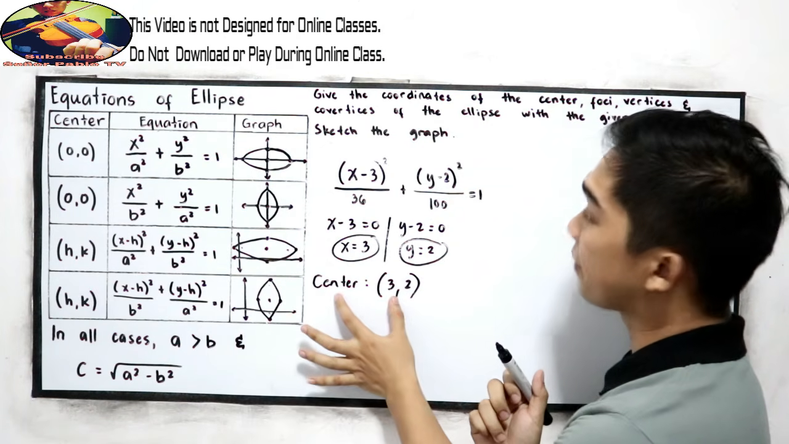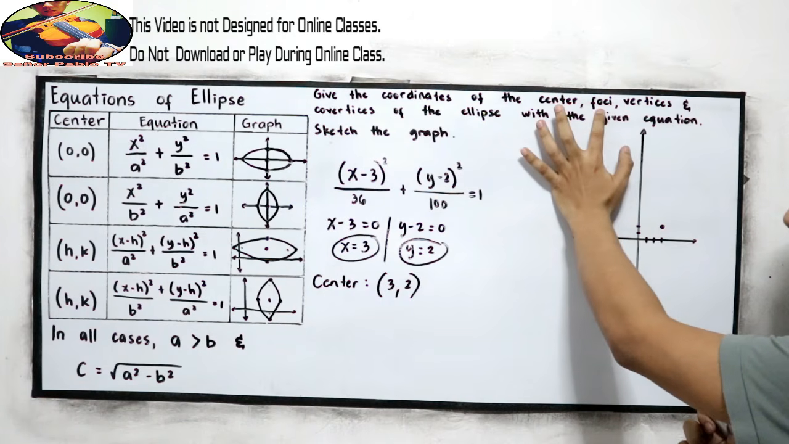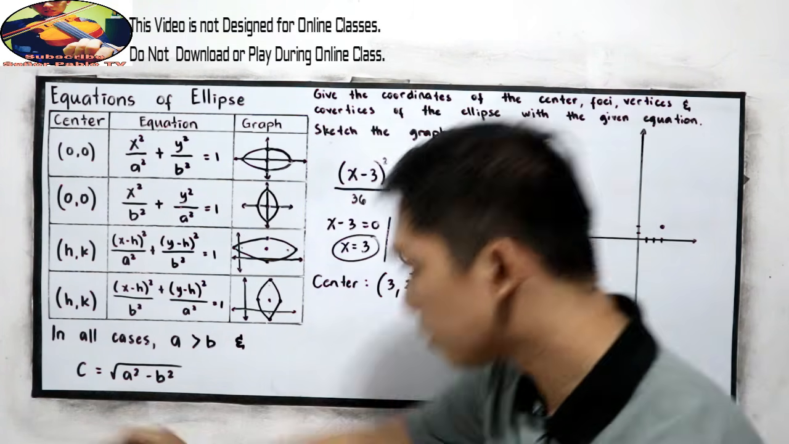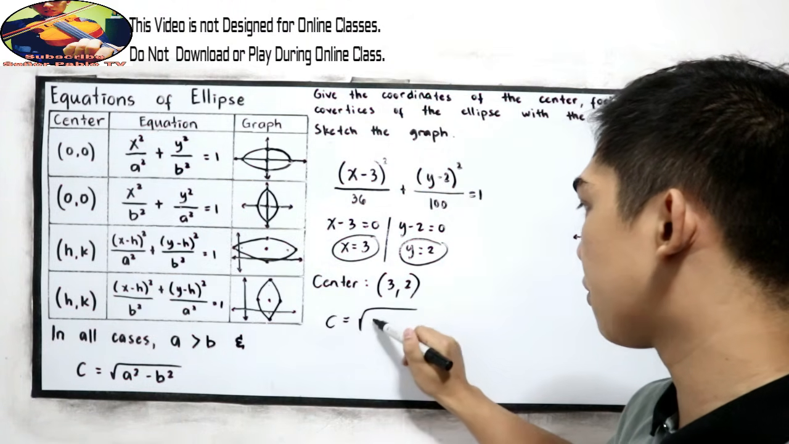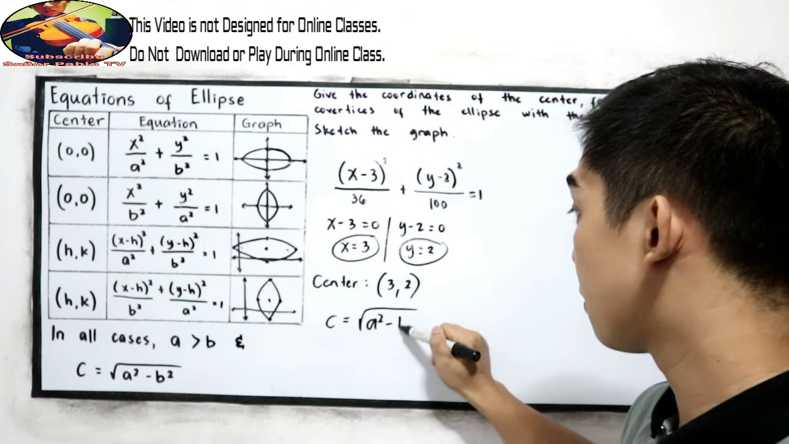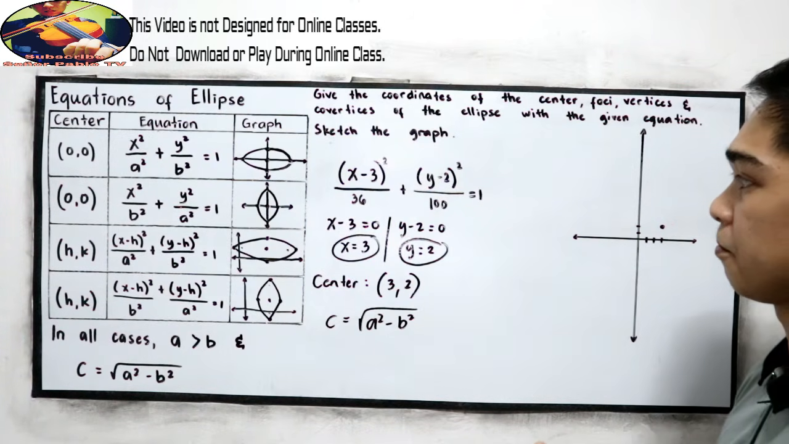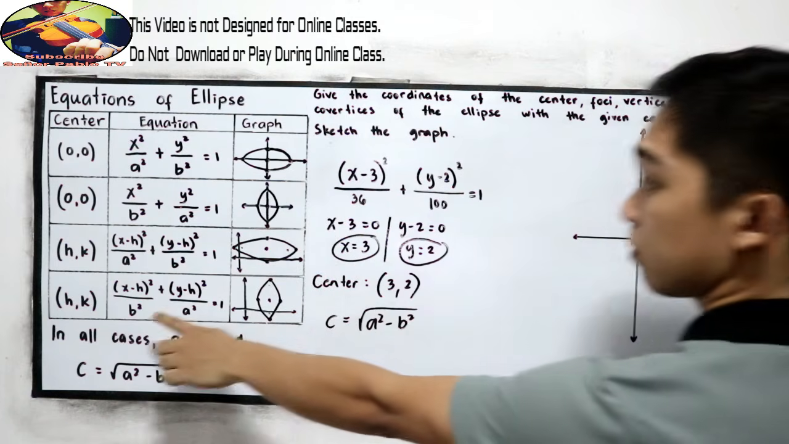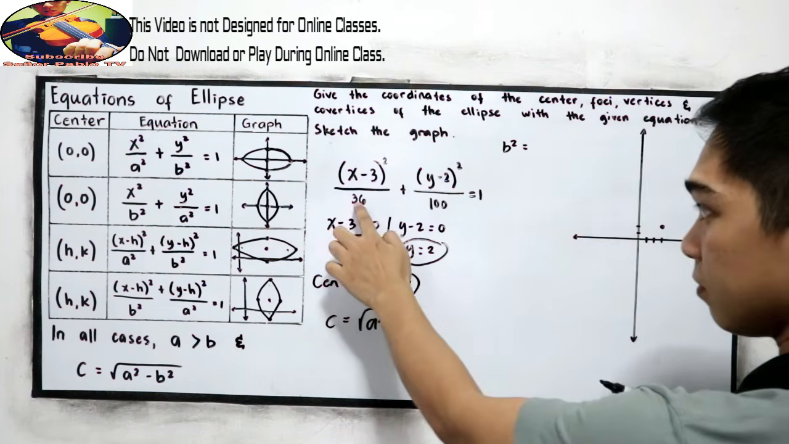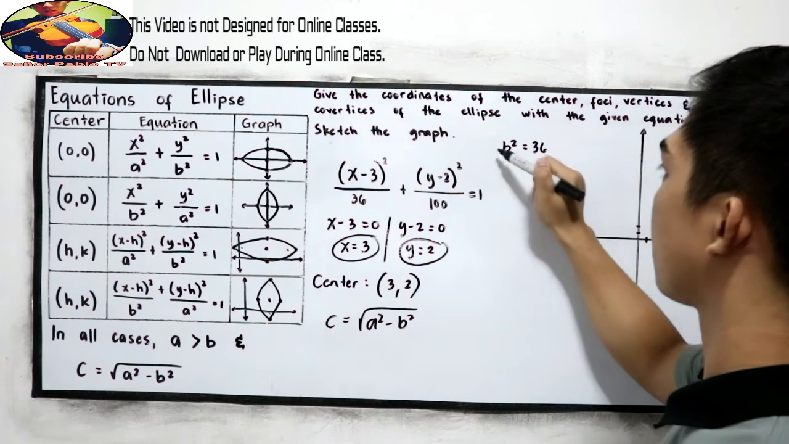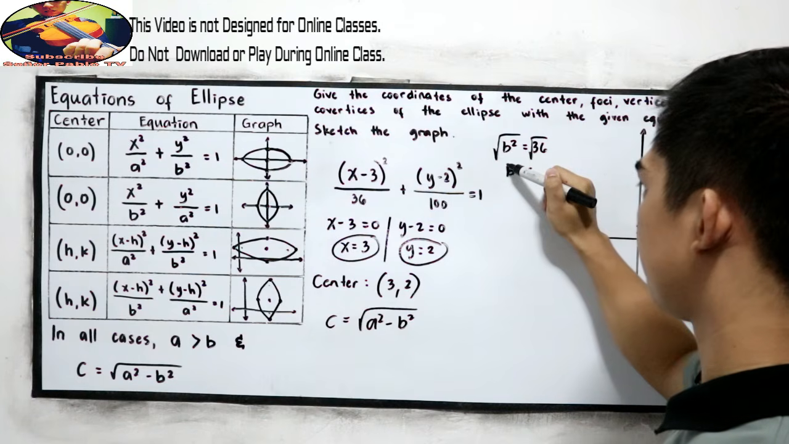Now, after finding the center, find the foci. Formula, c is equal to square root of a squared minus b squared. Let us find first our a and b. So we have b squared is equal to 36. So get the square root. Our b is equal to 6.